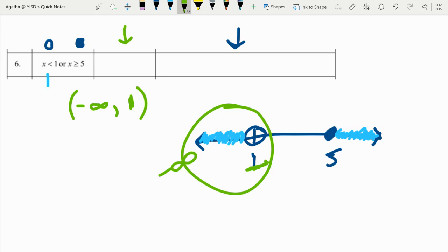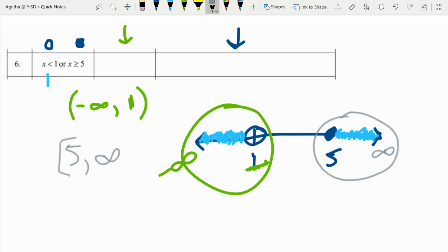Our second piece, let's use this color, is over here, and it starts with a 5. So I have 5, and it goes all the way to forever, which is infinity. So that one goes to infinity. Now the 5 is a closed circle, so that one is going to be a bracket. And the infinity symbol is, of course, a parenthesis.